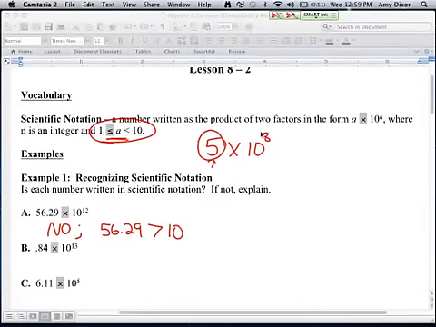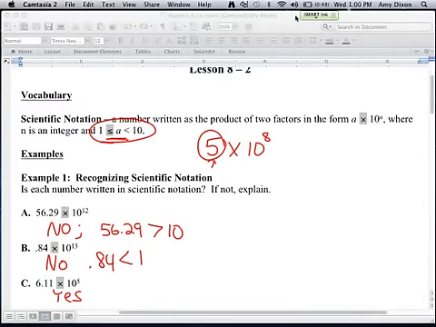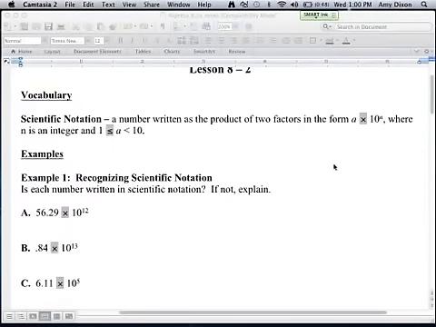How about letter B? No, because 0.84 is less than 1. 6.11 times 10 to the 5th. Is that in proper scientific notation? Yes. So that's all you do on those. You just look at the leading number and tell me if it's in the range it needs to be in. Your first 3 homework problems will be just like that.